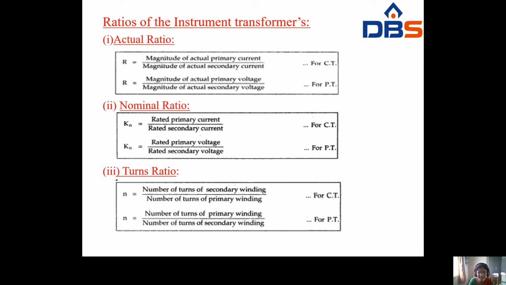Whenever you take the turns ratio for PT, it is the number of turns of primary winding by the number of turns of secondary winding. So this is the turns ratio for PT.